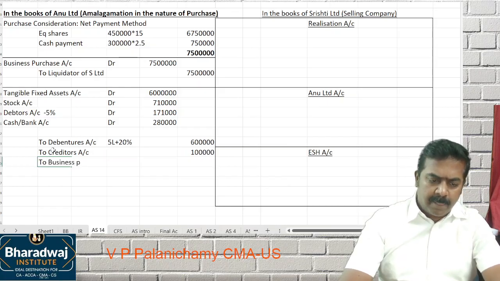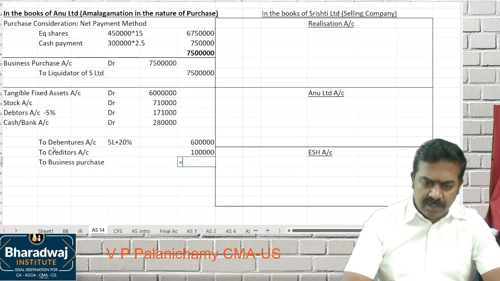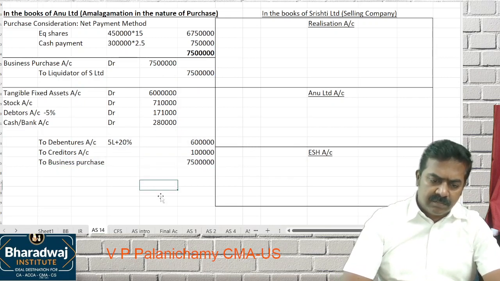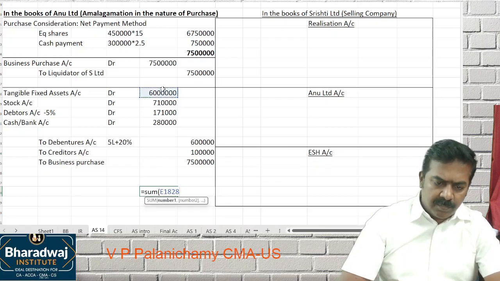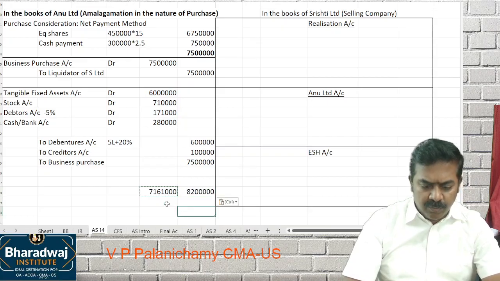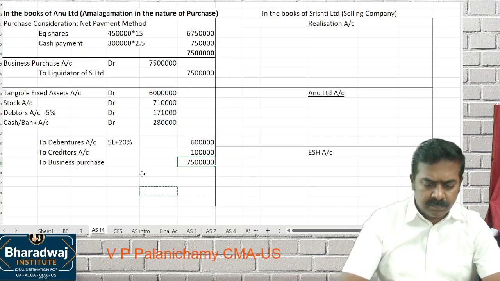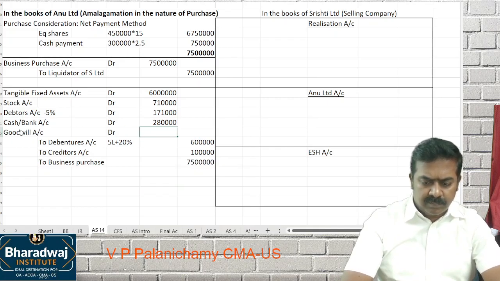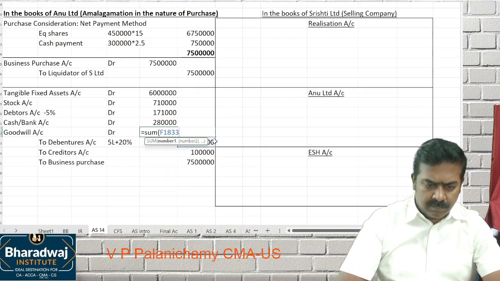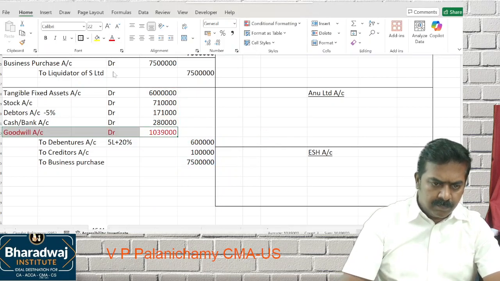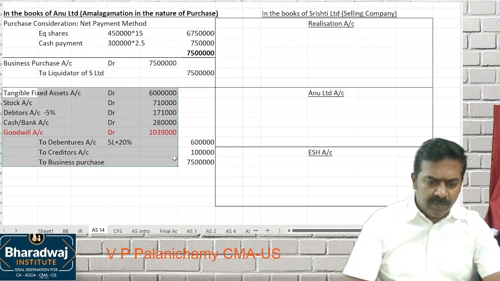Then business purchase. Business purchase 75 lakhs. Balancing figure, check, is it goodwill or capital reserve? I hope goodwill will come. Ten lakh 39,000 goodwill.